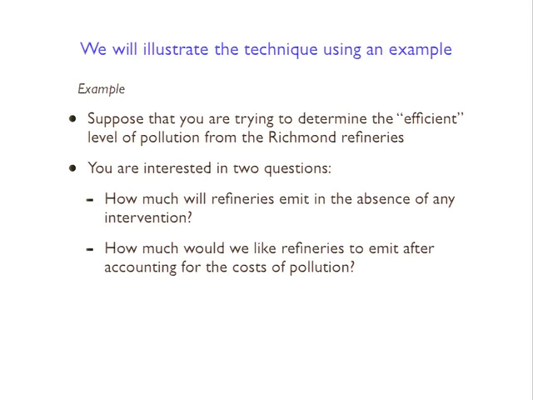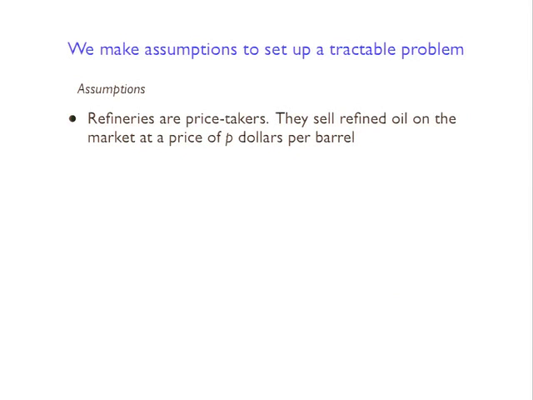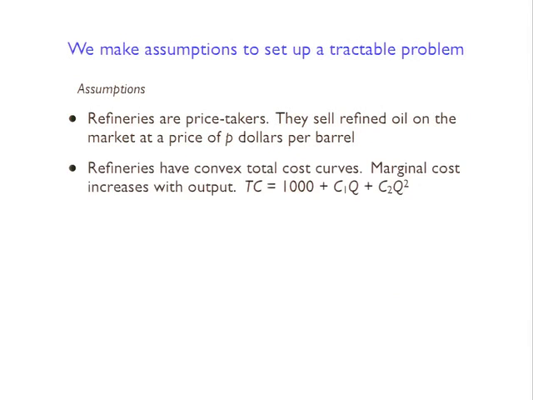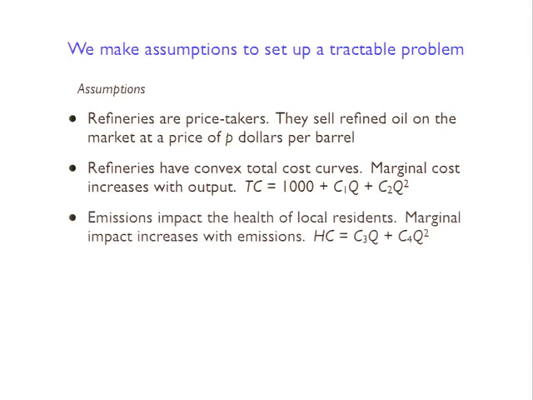Of course, in order to answer these questions, we have to make a series of assumptions. And basically, I need to actually give you cost functions and benefit functions and so forth. So we make assumptions to set up a tractable problem. First of all, we're going to assume that the refineries are price takers, so they can sell the refined oil on the market at a price of $P per barrel. We're also going to assume that they have convex total cost curves, so the marginal cost is going to increase with output. So we're going to say total cost is equal to 1,000 plus C1Q plus C2Q squared. Q there, the quantity, is how much is being produced, and C1 and C2 are parameters of the problem.